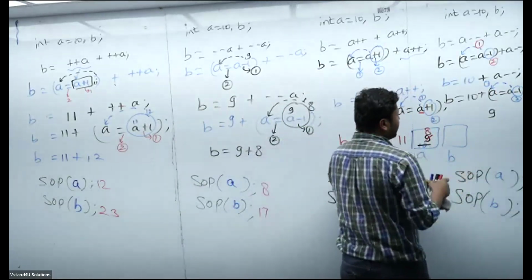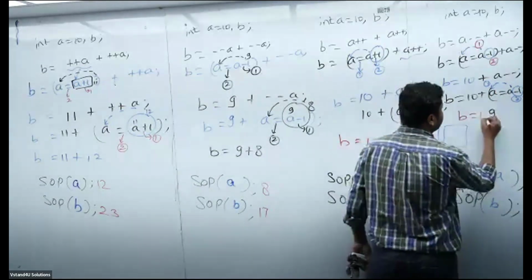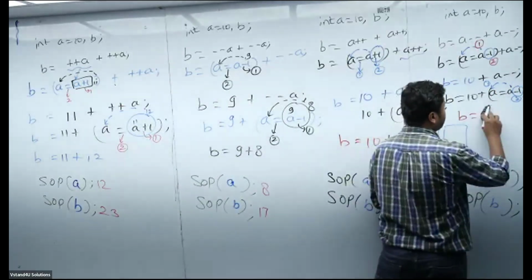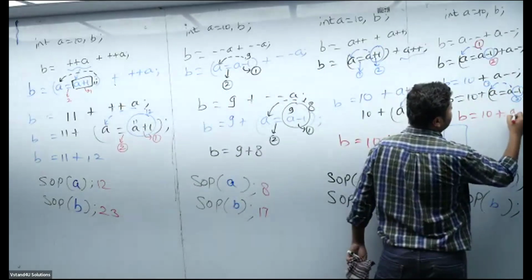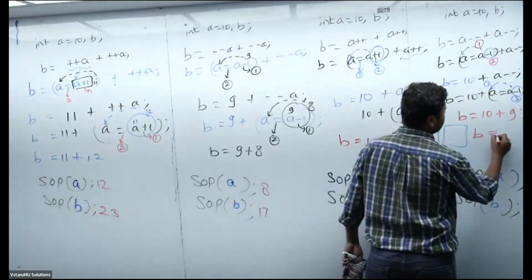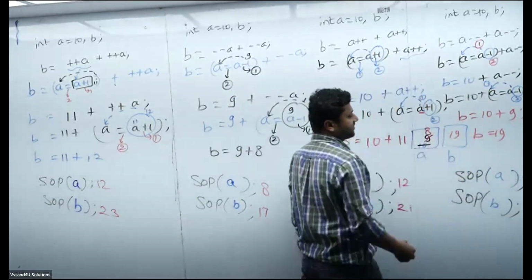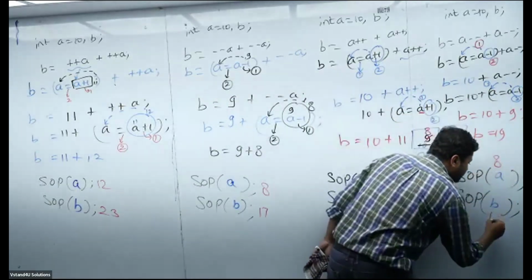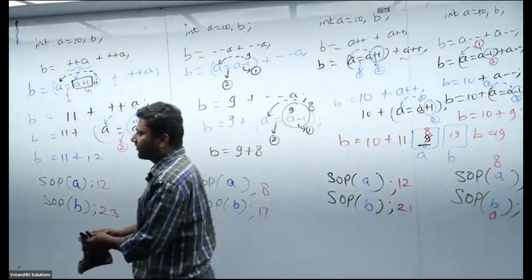So after decrementation, the A value will become 8. And what was already written over here? B equal to 10 plus. Yes or no? This 10 plus was there, and you considered 9. So B equal to 19. A is 8, B is 19. Quickly make a note of it, we'll practice.